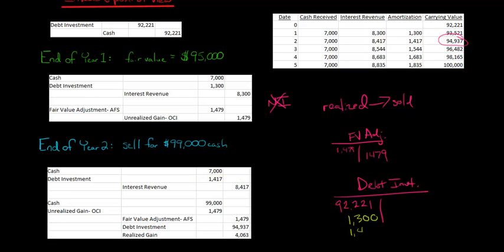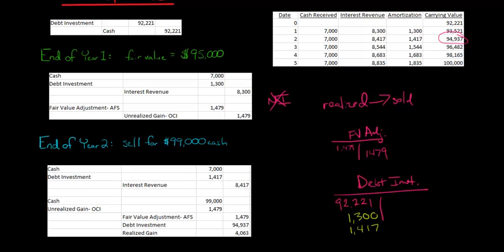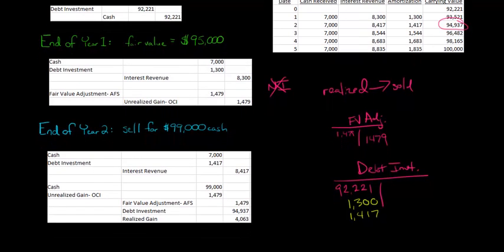And some of my numbers might be off by $1 here due to rounding. Forgive me if that's the case. Okay, and that gives us 94,937. I think due to rounding it actually would be 94,938, but you get the idea. So that was what our debt investment account was at, because we've increased it due to the amortization of that bond discount. Because we got the bond at a discount. So that's what this is all about.